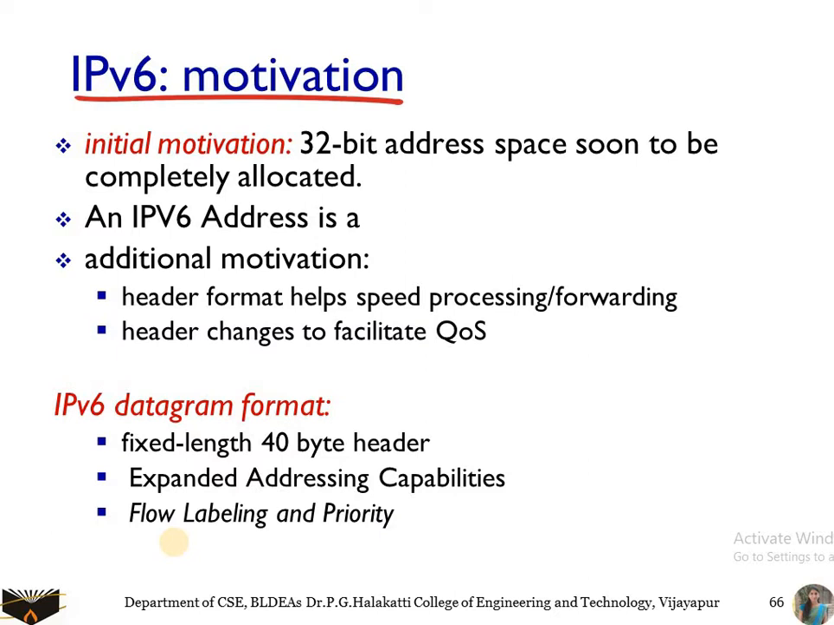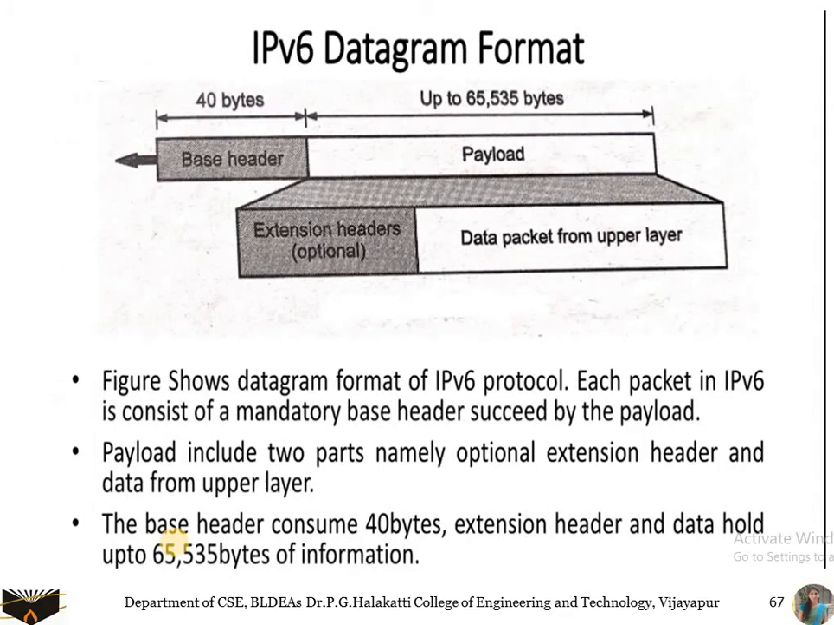So here the IPv6 datagram format has a fixed-length 40-byte header and expanded addressing capabilities as well as flow labeling and priorities. We'll look at them later. So here we have the IPv6 datagram format. In this IPv6 datagram format, we have a base header. That base header is fixed at 40 bytes in size.